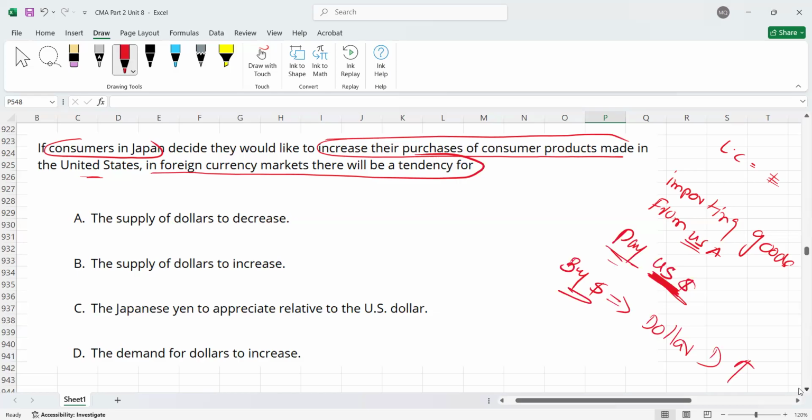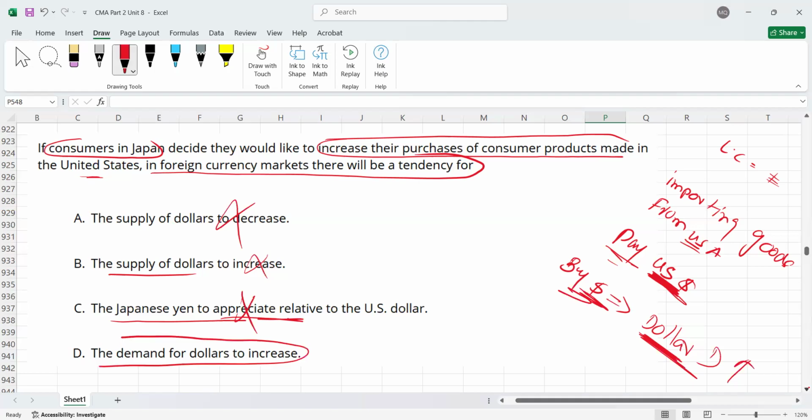So what will happen here? Demand will be created. They're saying the supply of dollars to decrease? No, we will not say the supply of dollars to increase. It is the demand for dollars, not the supply. The Japanese yen to appreciate in value? No, it will depreciate, because you are buying dollars. When you buy dollars, dollar demand will be created, the dollar will appreciate, and the Japanese yen will depreciate. So here they're saying the Japanese yen to appreciate, but no, it will depreciate. Then the demand for dollars to increase? Yes, it is correct. I hope it is clear.